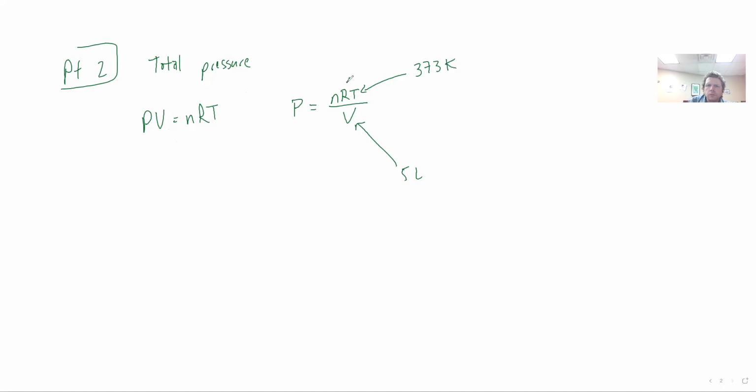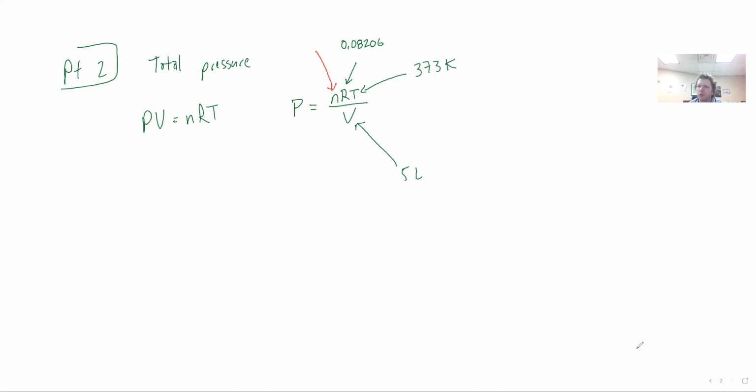Now, our R value is 0.08206 or 0.0821. This difference right here is probably pretty negligible in terms of your overall calculation. I'm going to go ahead and erase it, just for fun, really. The last value that we need is n. What's n? n is the total number of moles.